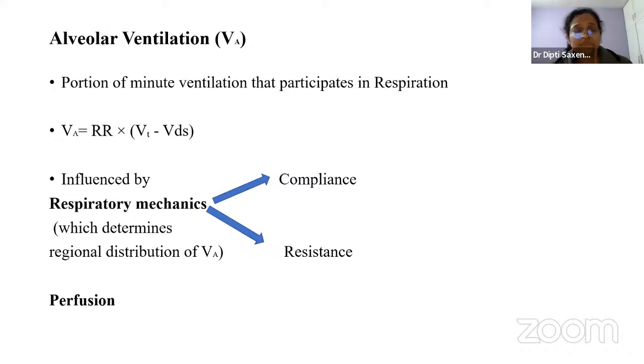And resistance is the air which is not able to flow. It is actually because of lack of flow. The stoppage of flow is mainly responsible for the resistance. So compliance and resistance are two very important phenomena of respiratory mechanics. And it is this which determines the regional distribution of alveolar volume and alveolar ventilation. How, we will see in later slides.